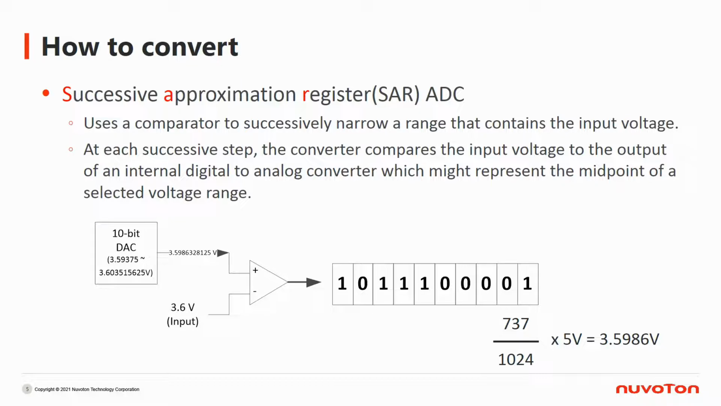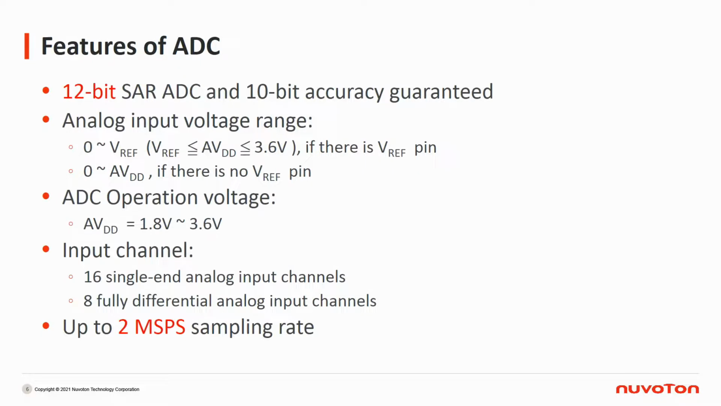101110001 is 737 in decimal. 737 means the level of the voltage by this 10-bit resolution. We could get the input voltage by dividing 737 by 1024 and multiplying by 5 volts. The result is 3.5986 volts, which is very close to 3.6 volts. It is how we convert from analog to digital.